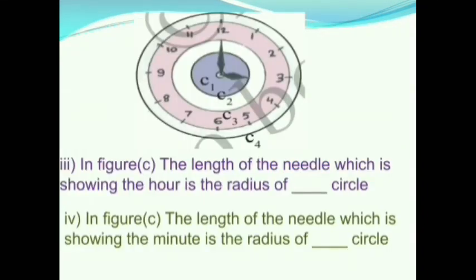Next question is, in figure C, the length of the needle which is showing the hour is the radius of dash circle. Children, see this figure. This is the hour hand. This is radius for which circle? Yes, it is radius for the circle C1. Next question is, in figure C, the length of the needle which is showing the minute hand is the radius of dash circle. Children, see this figure. This is the minute hand. This is radius for which circle? Yes, it is radius for the circle C2.